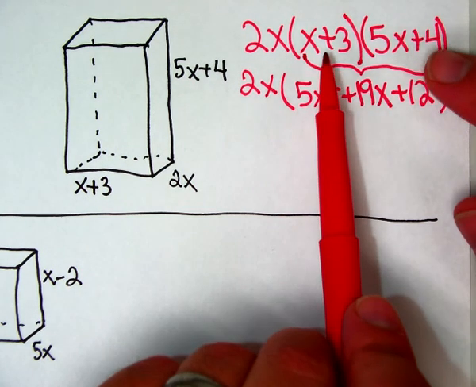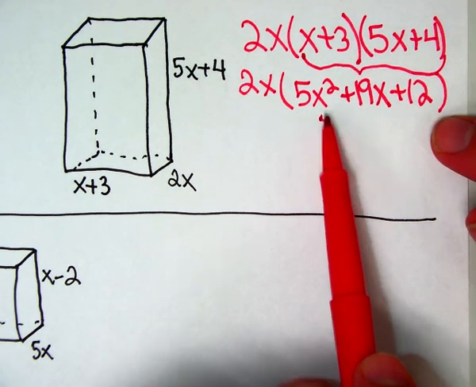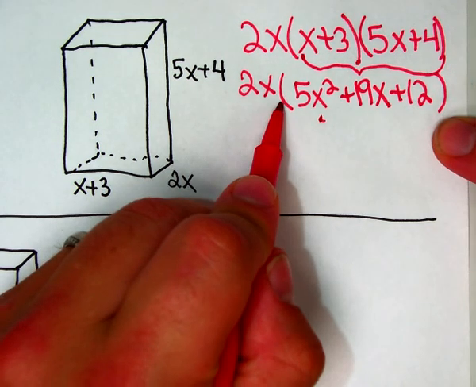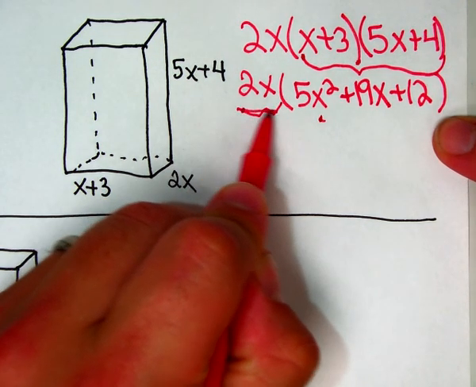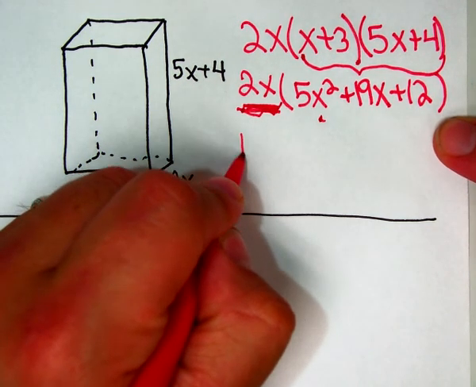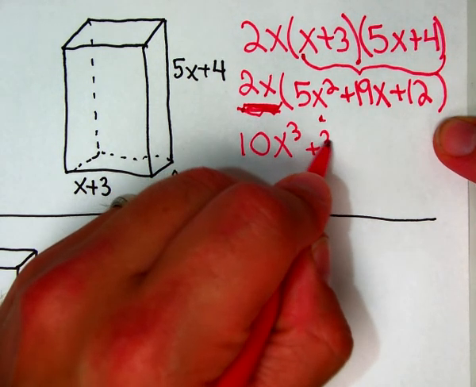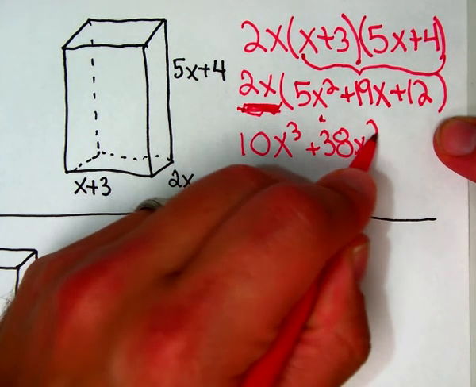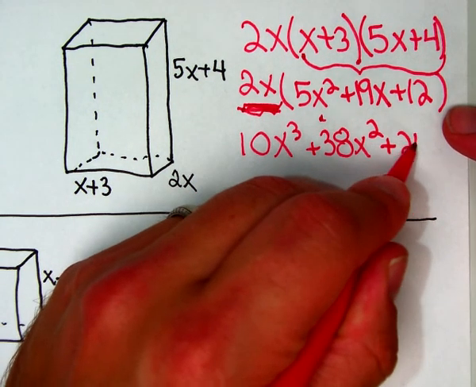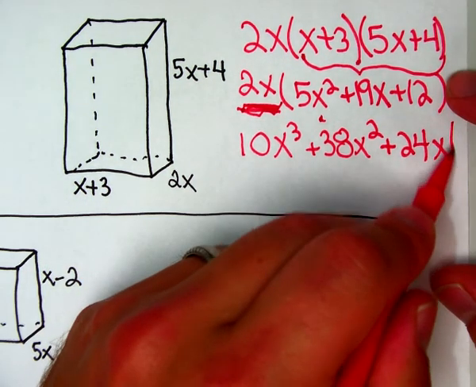So by multiplying these two binomials together, we now have this trinomial. The final step then is to take this monomial right here, this 2x, and we're going to distribute it to everything to the right. So we have 10x cubed, 38x squared, and 24x. That's it.